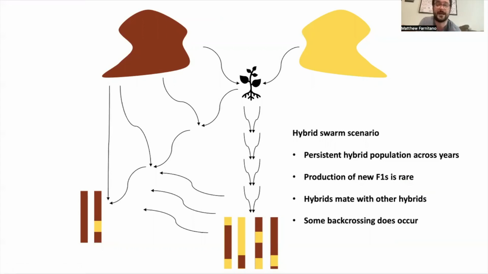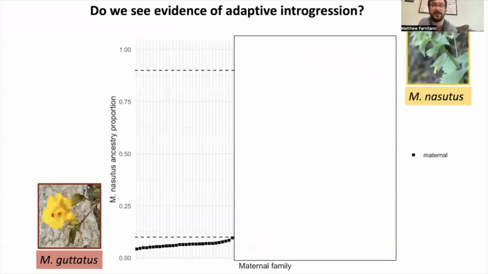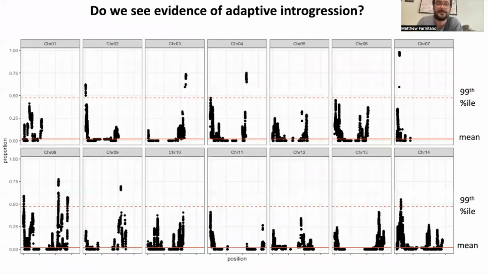So at this point, you're probably asking, well, do you see adaptive introgression in this population? And I'm not going to answer that definitively just yet. I'm still working through the data, but I do have some intriguing new results that I'd like to show you. So if we take a look at just these mostly pure Mimulus guttatus moms, so about 30 individuals with less than 10% Nasutus ancestry, and we plot the allele frequency of Nasutus alleles within that population, what we see is kind of a crazy amount of variation.